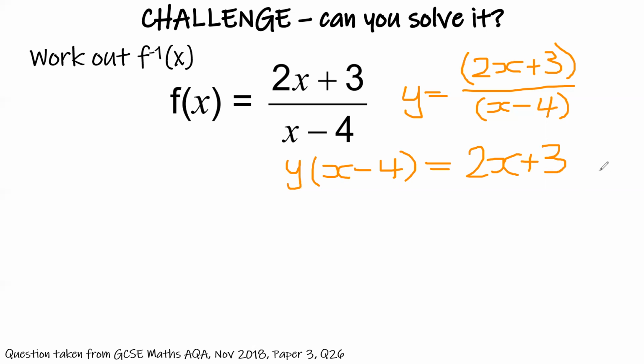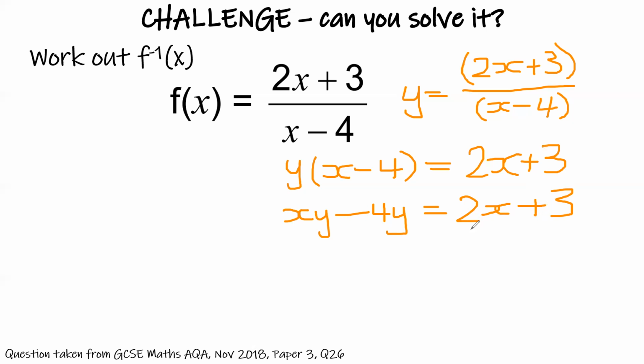Now, looking at this, again, there's a few different things you could do. The thing that I would do is to expand this bracket, and that means that we can start moving all of the expressions around. So if we do that, we're going to end up with x times y minus 4y, and then we know that that's equal to 2x plus 3. So I think probably quite a lot of people will be able to get to this step. And then at this step, I think is the point where a lot of people will be going, I just don't really know where to go from here.